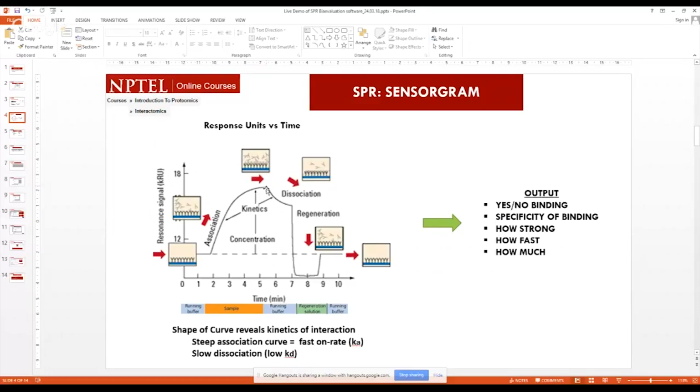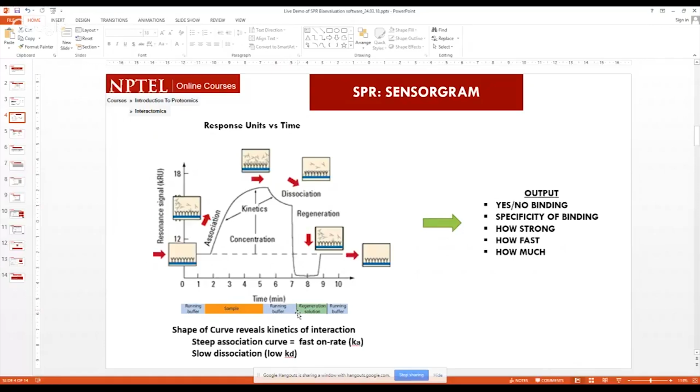Then at a defined time, which is typically in seconds, it could be 30 seconds, 60, 300, depending on what your optimization has shown, you withdraw the sample from your running buffer. So here you no longer have your analyte in the running buffer. So you have the dissociation phase where your analyte is dissociating from the ligand.